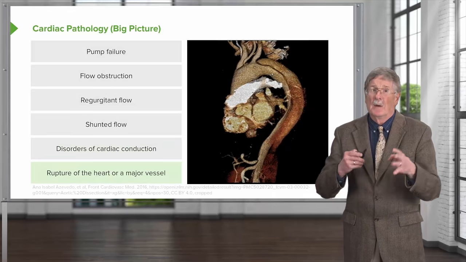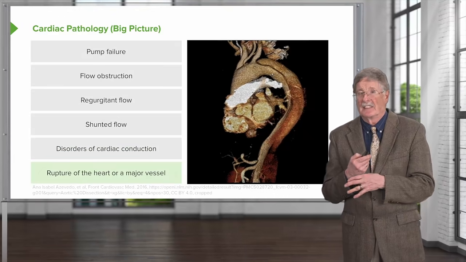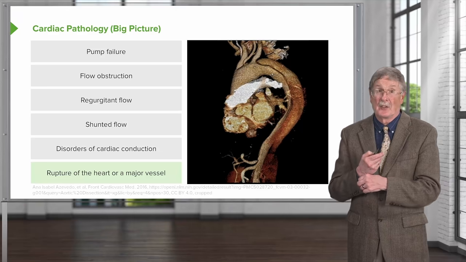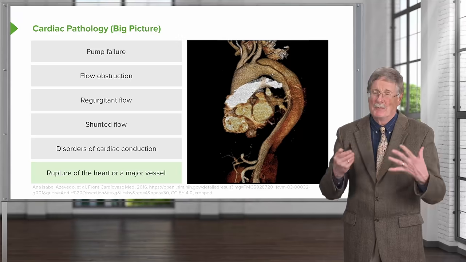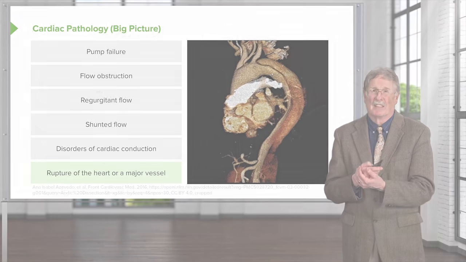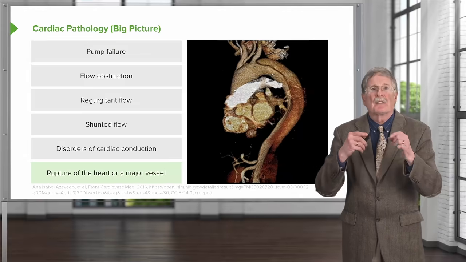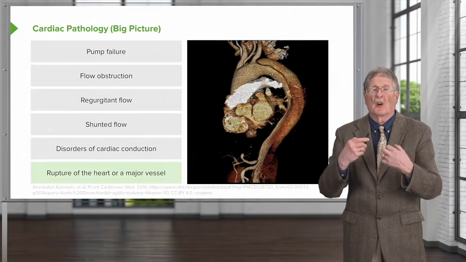And finally, we can have rupture of the heart or a major vessel. And basically, when that happens, you get exsanguination. That seems like a rather trivial cause of cardiac pathology, but can have major outcomes. Basically, it's a cause of death. And what we're looking at on this image is a reconstruction of a patient with a dissecting aneurysm that was ultimately lethal because the blood got into the abnormal false lumen and then ruptured out into the pericardial sac, causing tamponade. All right, with that, we have covered the 6 major modes of cardiac pathology.